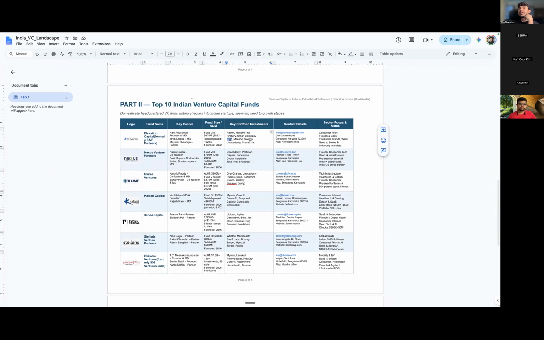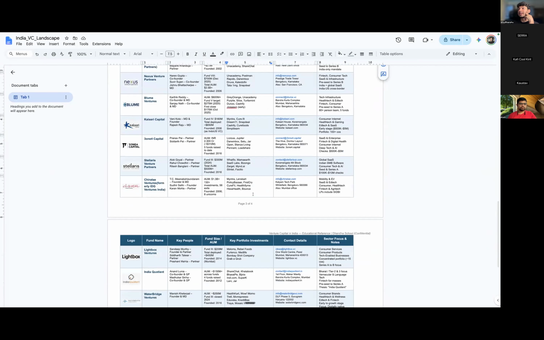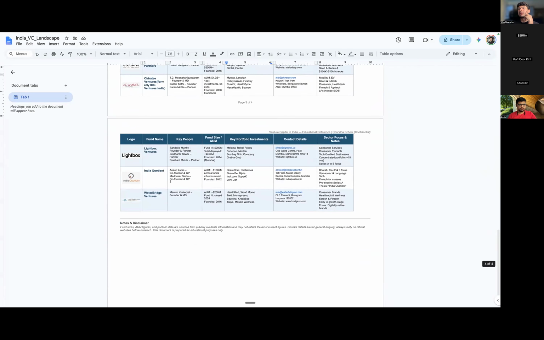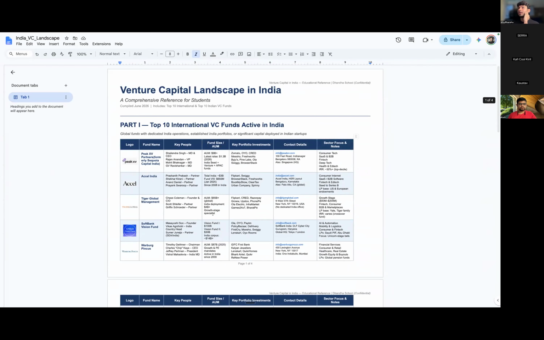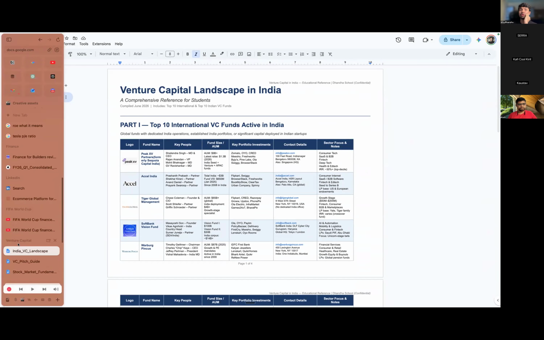Okay. So these are the top 10 venture capital funds which are Indian. India Quotient is nice, I also like it. I think everyone gets this point. You have this document, so we can move on now. But this is probably going to be one of the most used documents for you after this session.